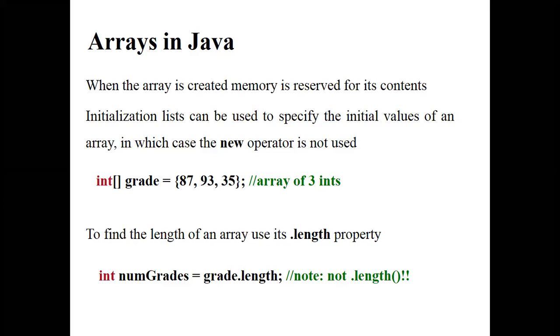An initializing list can be used to specify the initial values of an array, in which case the new operator is not used. Like the integer type we have, and then we have only three values here. The array is of three integer types.